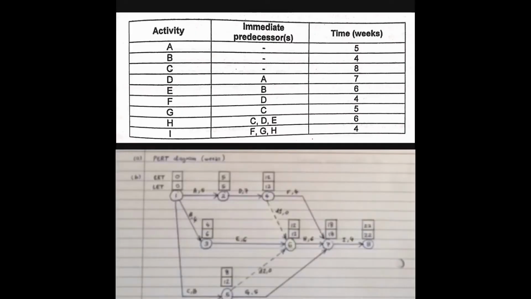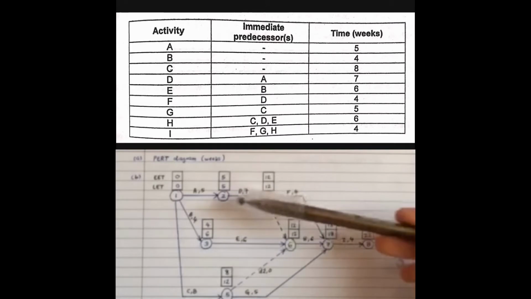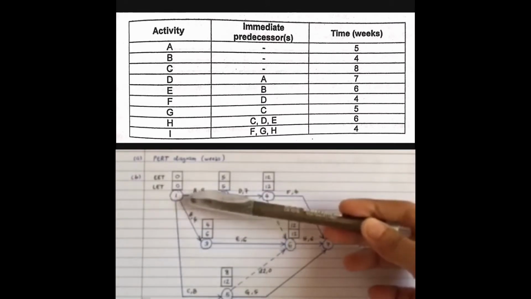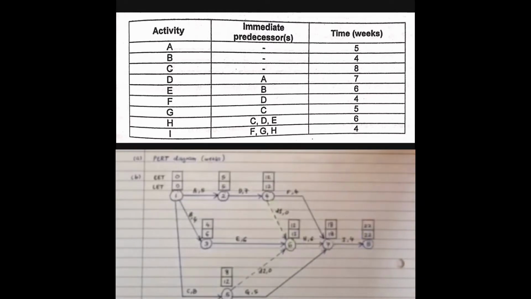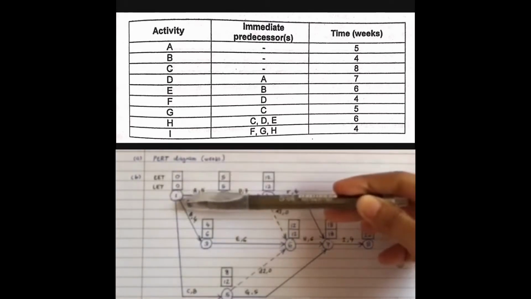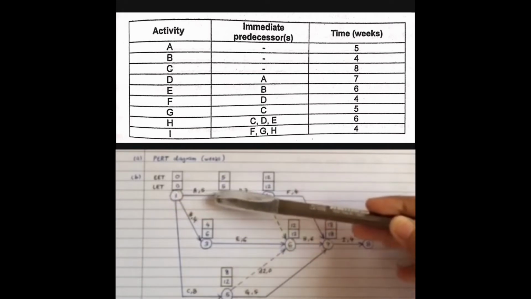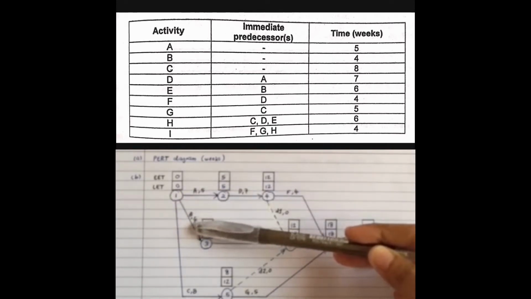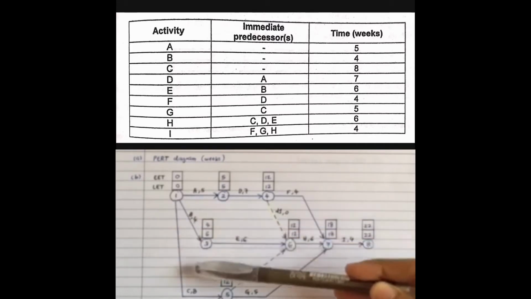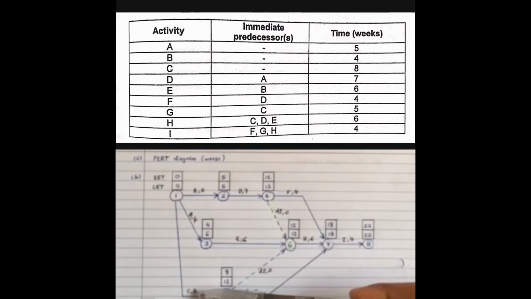Okay, now we will start on how to construct PERT diagram. PERT diagram must always start with node number 1. Node number 1 basically will start with no immediate predecessors. So, A, B and C activity will start from node number 1. Activity A, duration time is 5. Activity B, duration time is 4. And activity C, duration time is 8.